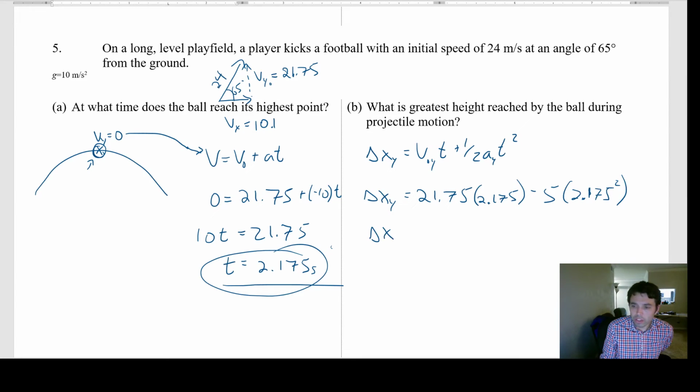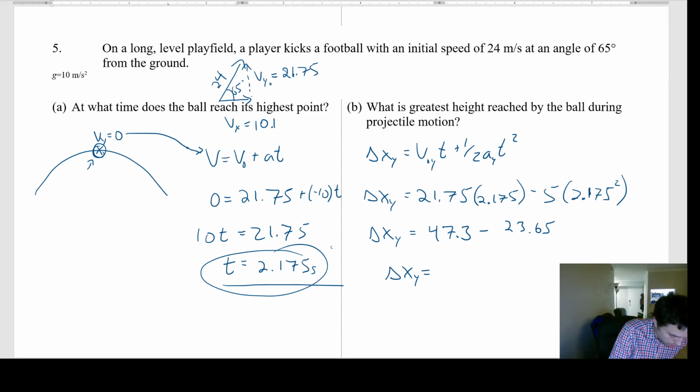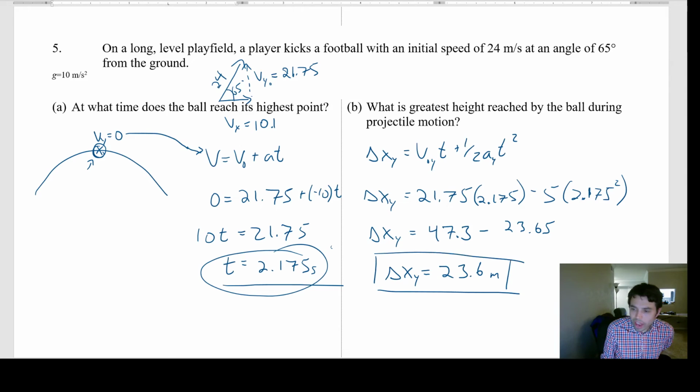All right, delta x in the y direction equals, let's see what that's going to be. Do my calculator real quick. 21.75 times 2.175 is 47.3, minus 2.175 squared times 5, 23.65. So we do all that, get our total height then. Our change in position in the y direction is 47.3 minus that, which is 23.6. So this thing's highest altitude, right? Its peak altitude is 23.6 meters. Right.